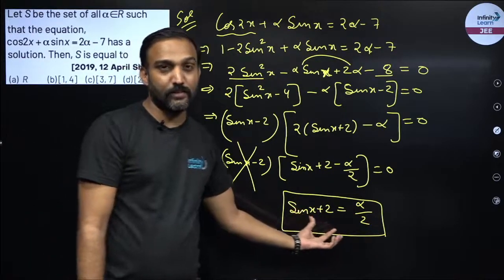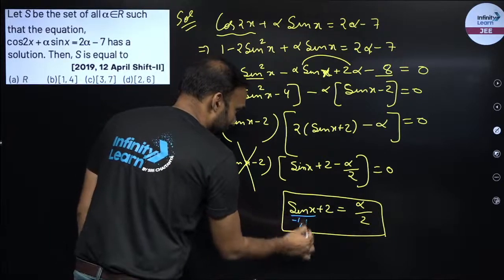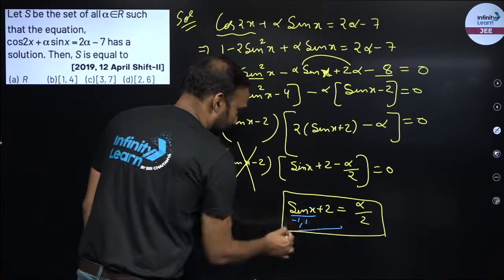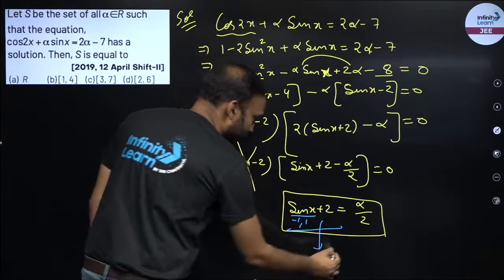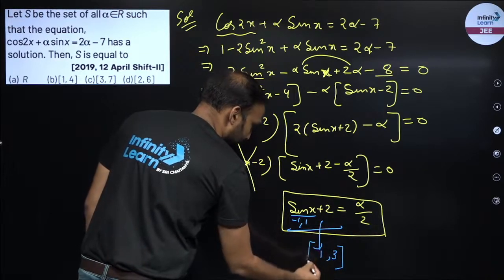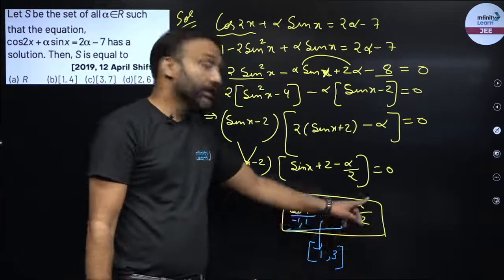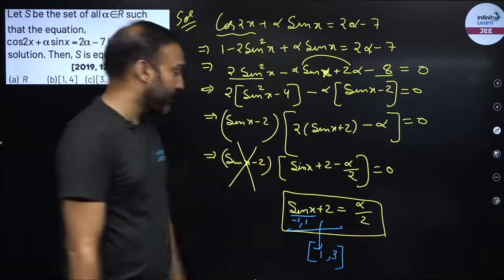Left hand side is sin x plus 2. Now what will be sin x plus 2? Sin x goes from minus 1 to 1, right? So sin x plus 2 will go from a minimum of 1 to a maximum of 3, right? So the left hand side is moving between 1 and 3. So the right hand side should also go between 1 and 3.